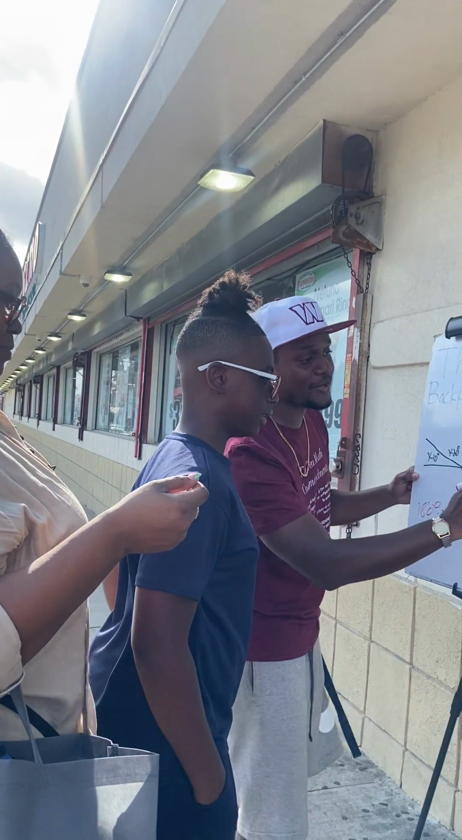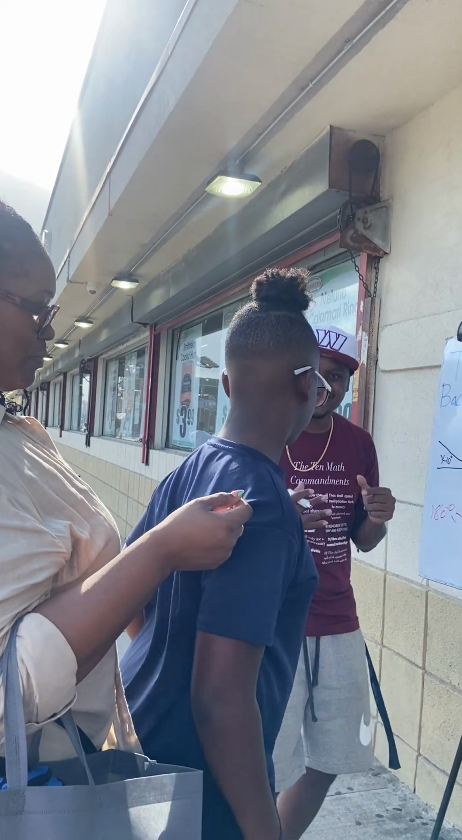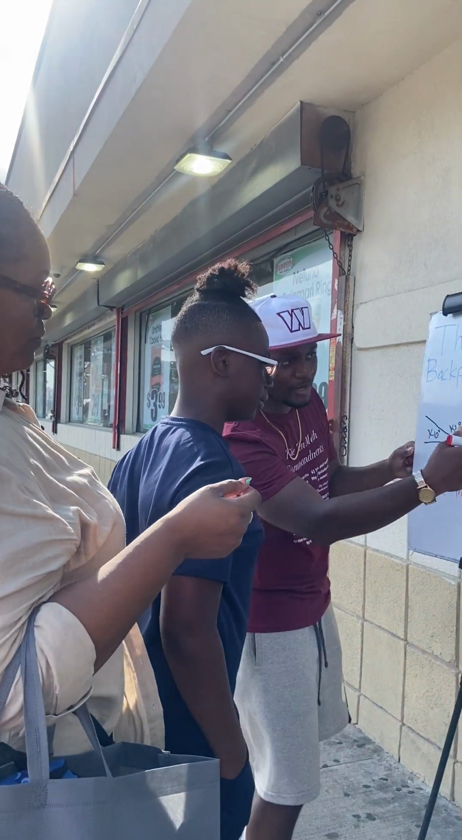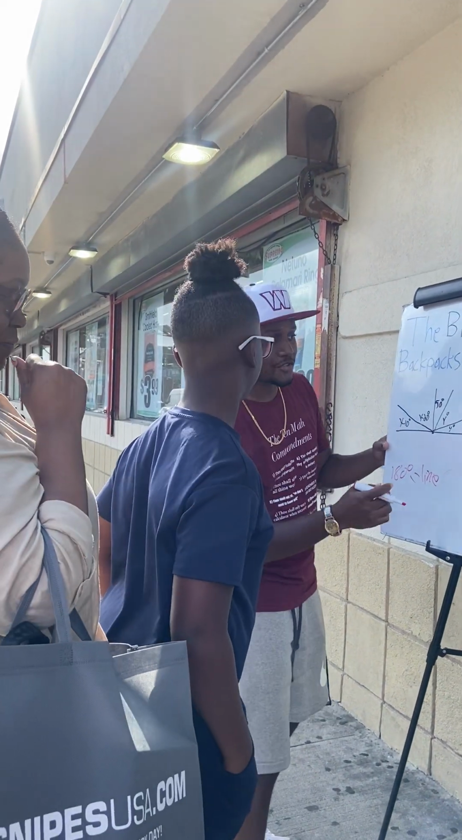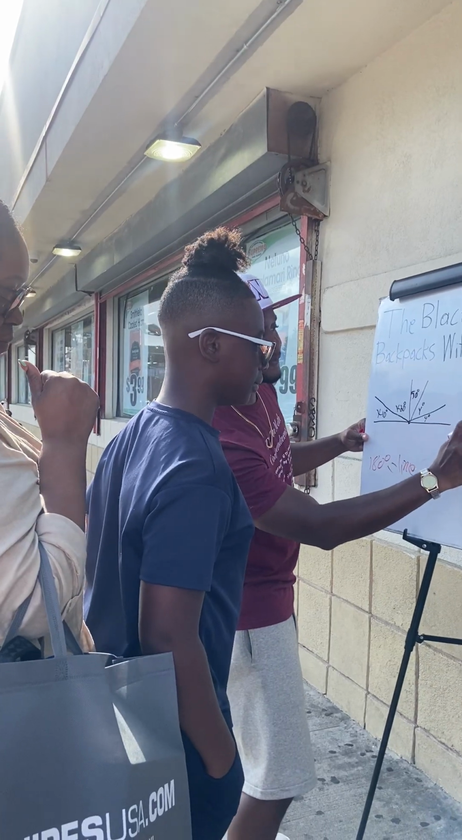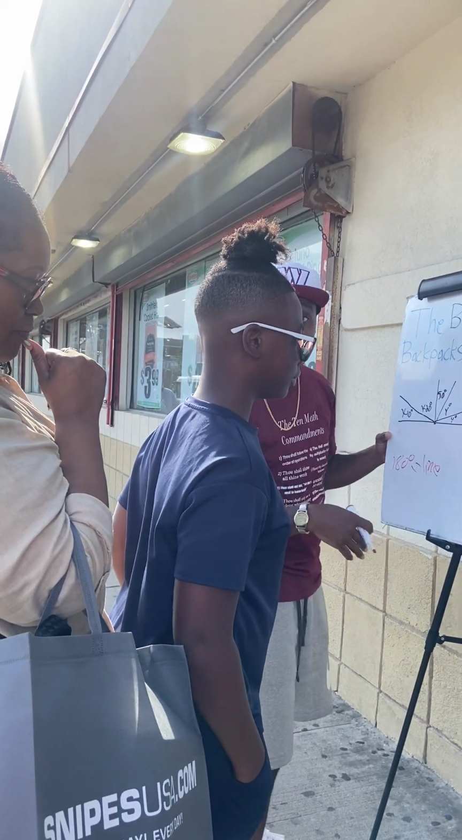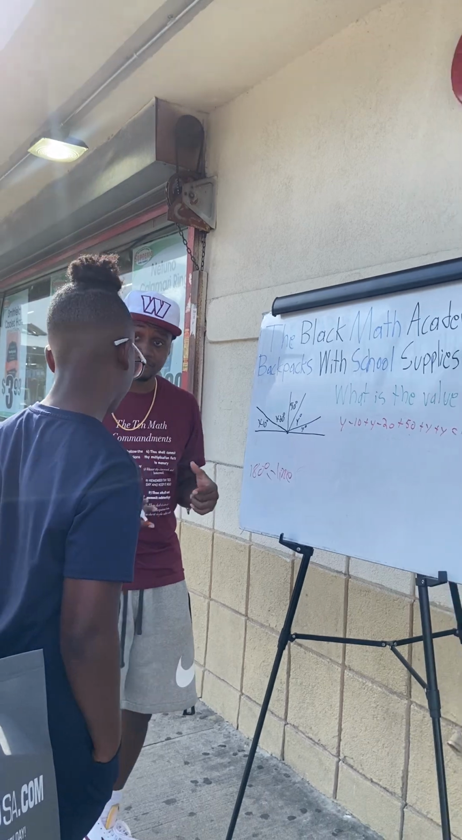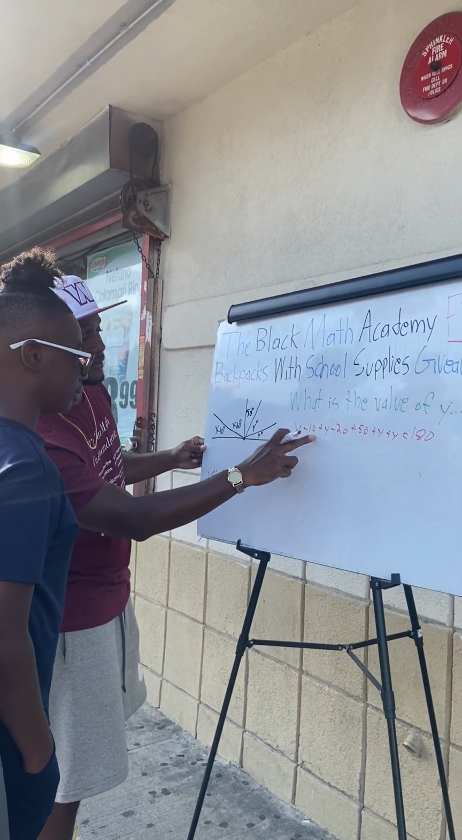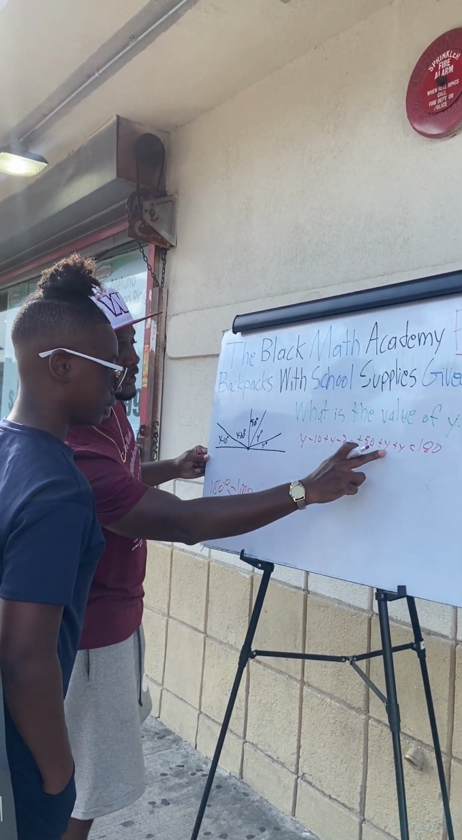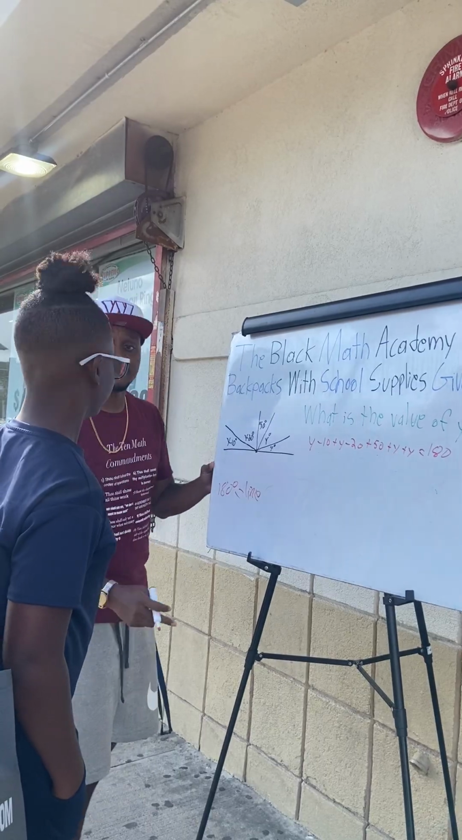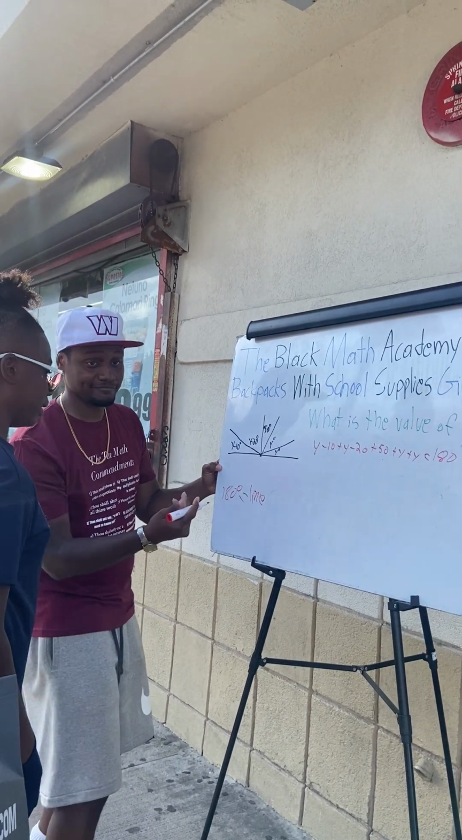Yeah. So now we can combine like terms. Let's see if we can simplify it. Right now it's confusing. We don't know what's going on. So we have a y here, y there, y there, y there. They're all like terms, so we can combine. So we're going to do exactly what it says. Y plus y plus y plus y. How many y's is that?